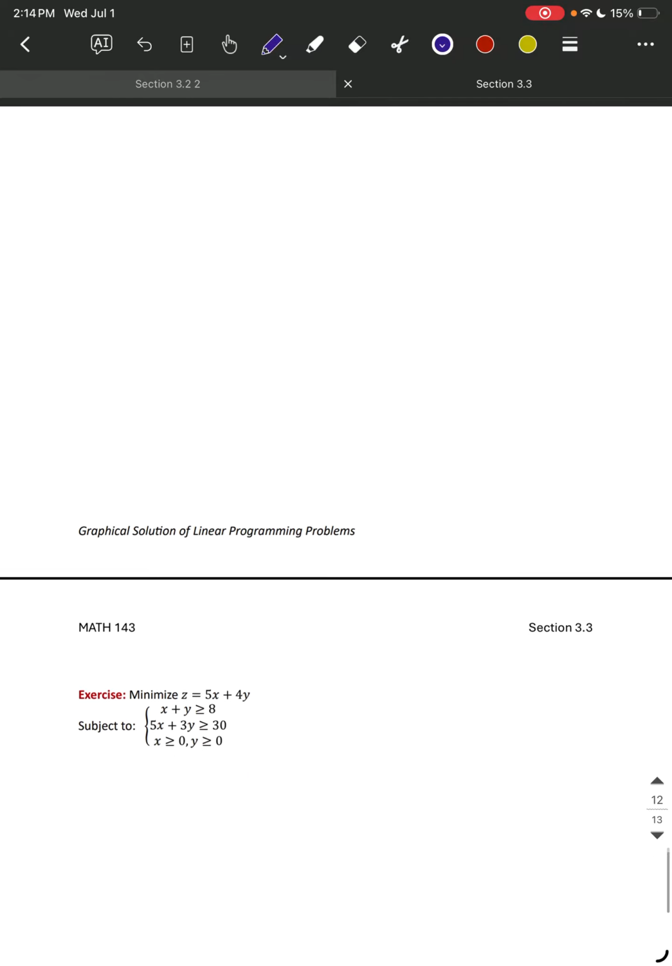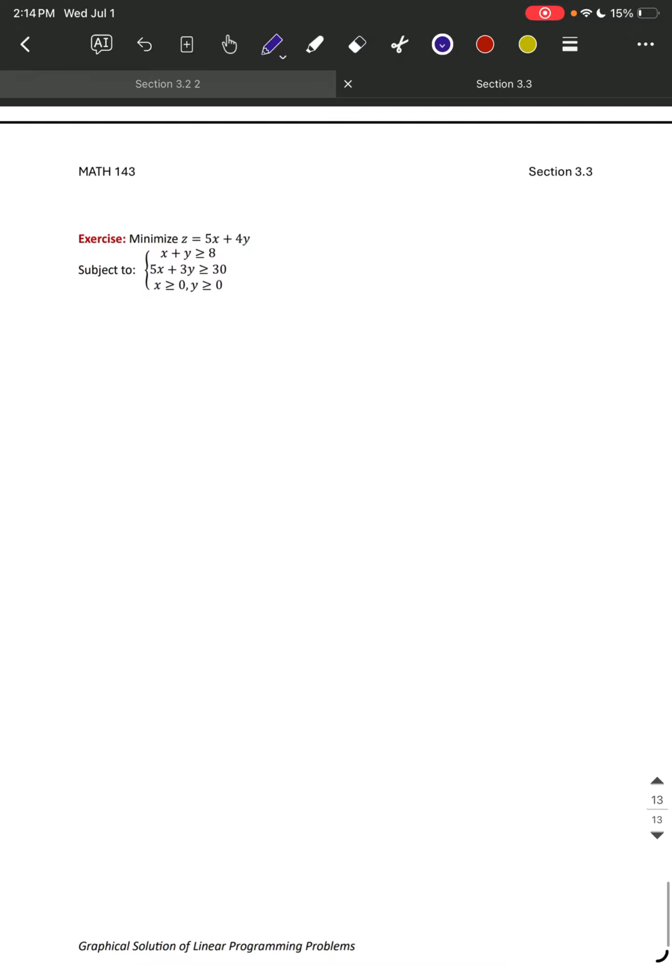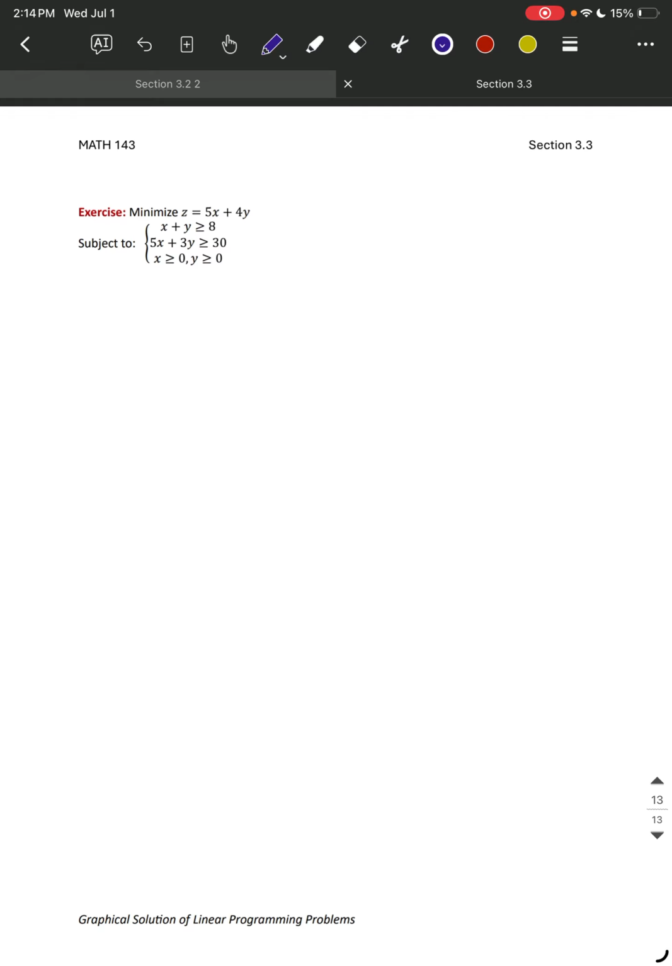So let's summarize today's lesson. Today we learned the graphical method for solving linear programming problems. We learned how to graph constraints, identify the feasible regions, find the corner points, evaluate the objective function, determine the optimal solution, and recognize special cases such as multiple optimal solutions, unbounded feasible regions, and infeasible problems. Remember the most important idea from today's lecture: if an optimal solution exists, it will always occur at one of the corner points of the feasible region.